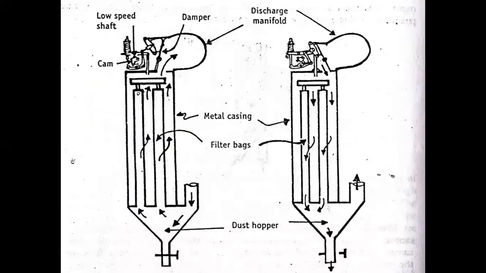So this is the typical diagram of the bag filter. These are the metal casing. These are the filter bags. This is the shaft and the damper. And this is the hopper, and in this way we can collect our product. So this is a video which shows the working of the bag filter.